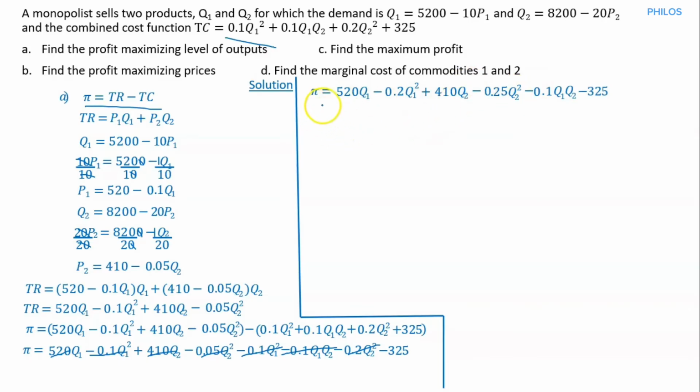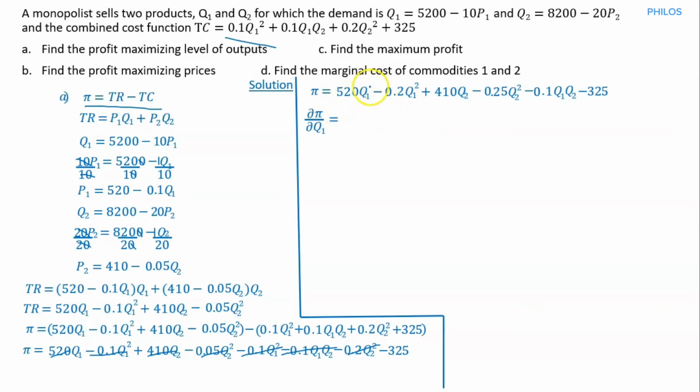Okay, so after getting the profit function, we can now go ahead and find a profit maximizing level of output. To find a profit maximizing level of output, we take the partial derivative of profit with respect to Q1, equate it to 0, and also take the partial derivative of profit with respect to Q2 and equate it to 0, and then solve the two equations simultaneously. So let's find the partial derivative of profit with respect to Q1 first. So that will be equal to, we are differentiating with respect to Q1.